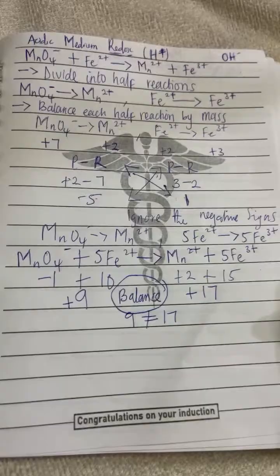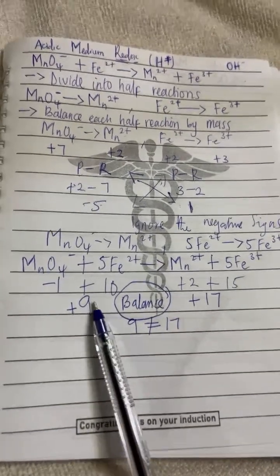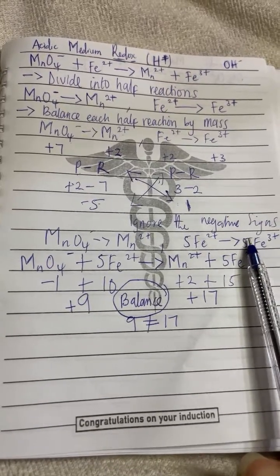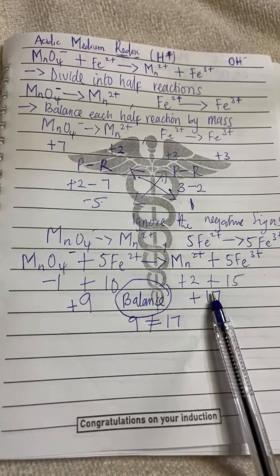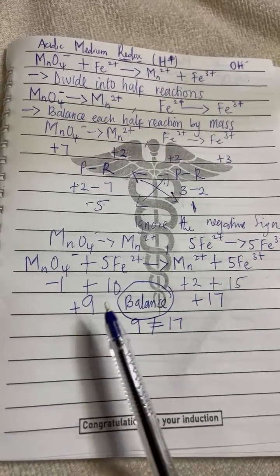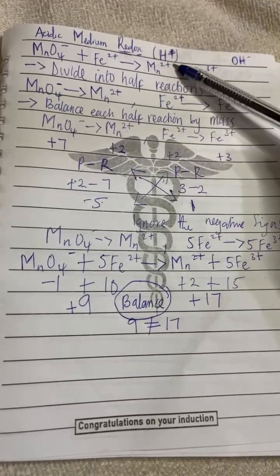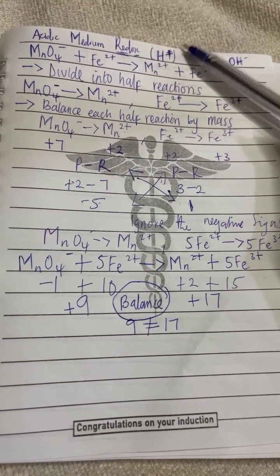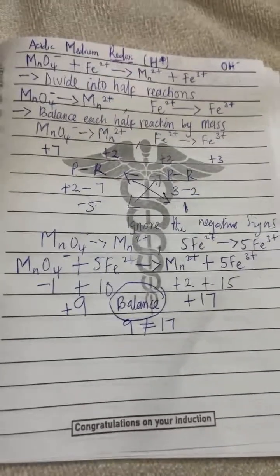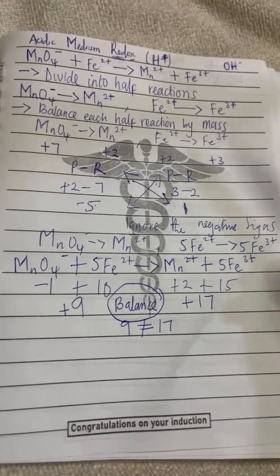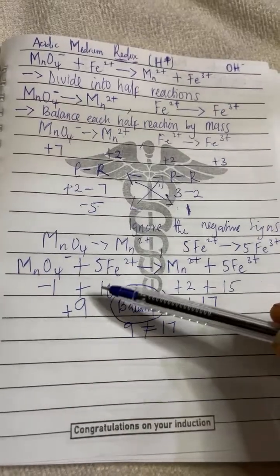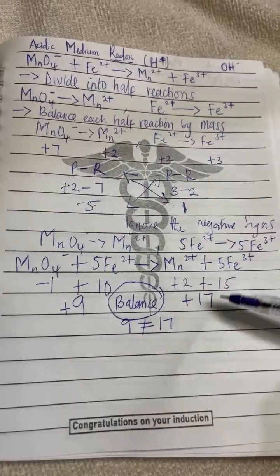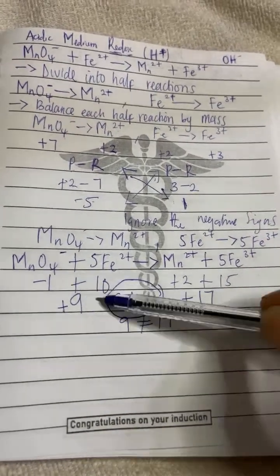This is an acidic medium. The total charge at the reactant side is +9, while the total charge at the product side is +17. Remember, in acidic medium we usually add hydrogen ion, H+. H+ adds to the charge of something. So we need to take the smaller charge, which is +9, and balance it with the higher charge by adding H+ to it.